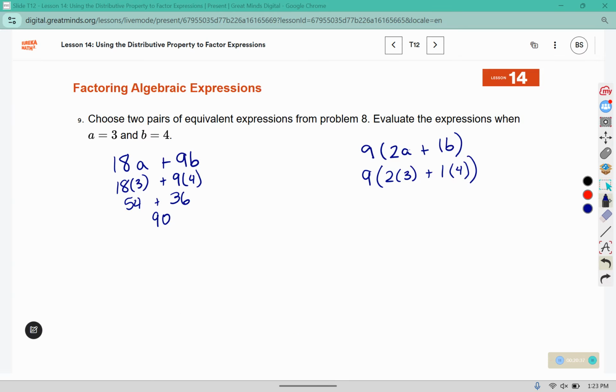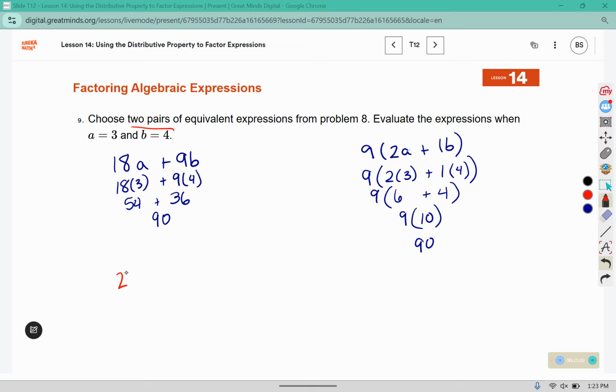Over here, we start with our innermost parentheses. So we have 2 times 3 is 6, and 1 times 4 is 4. Then we can add these here. 6 plus 4 is 10. And 9 times 10 is 90. But it does ask us to come up with 2 pairs, so we need to use another one.